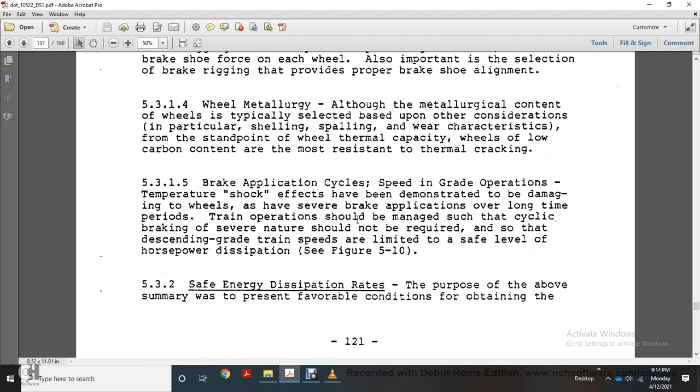Train operation should be managed. Such severe cycle braking should be avoided so that descending grade train speeds are limited to a safe level of horsepower dissipation. See figure 510, safe energy dissipation rate.